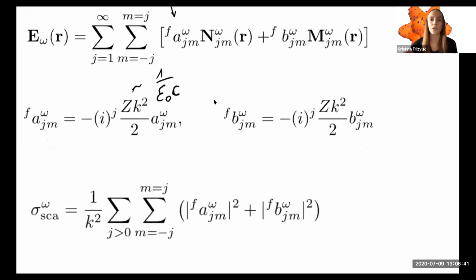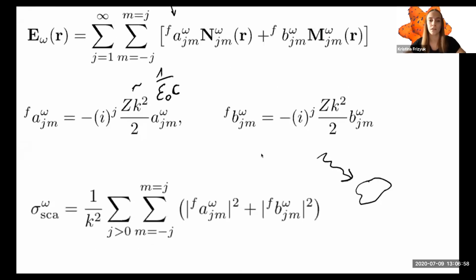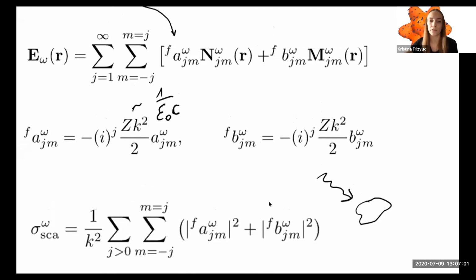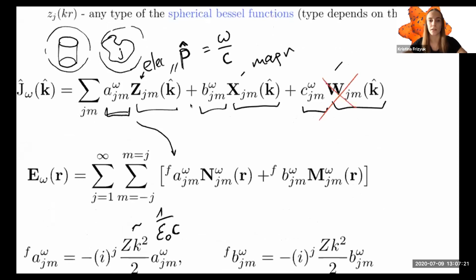For example, if you have some particle with a wave incident on it and currents induced inside this particle, and you know these currents, you can immediately get the scattering cross section. It is easily connected with these coefficients: it is just a sum of the squares of the absolute values of these coefficients. So the only thing you need to do is find these coefficients.